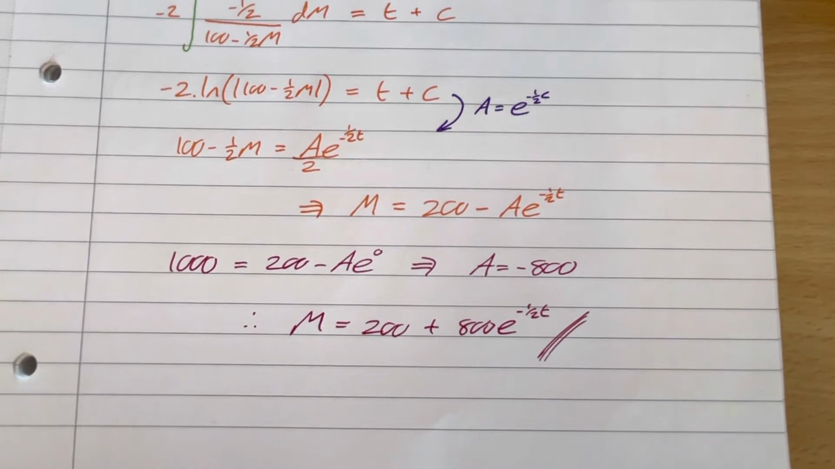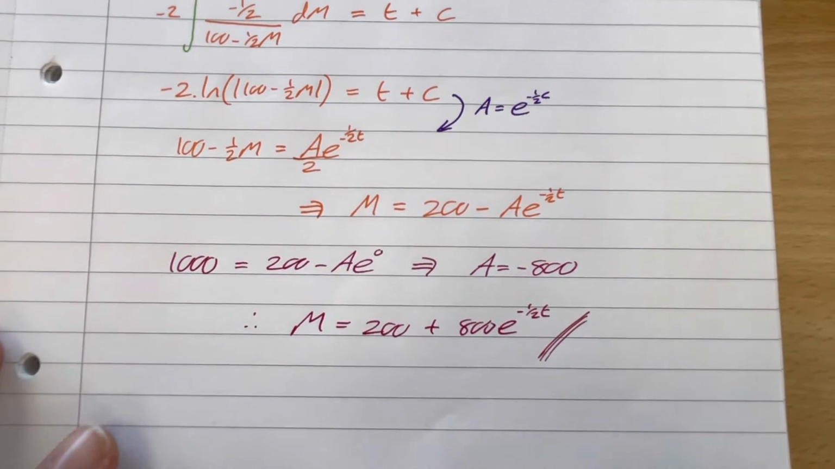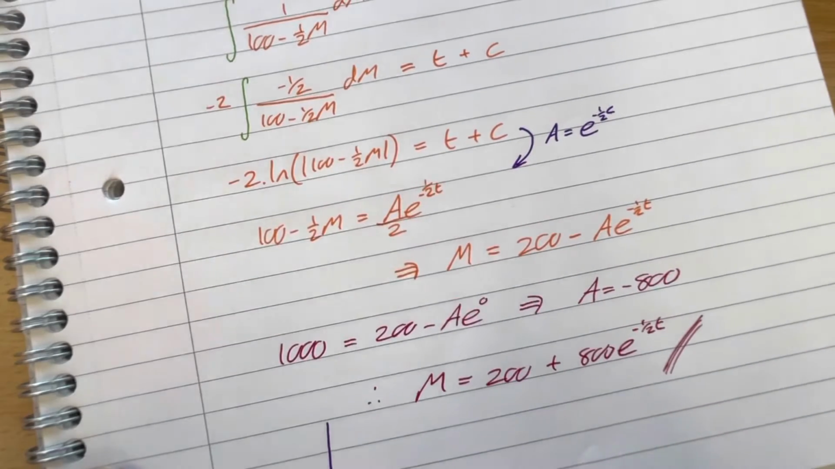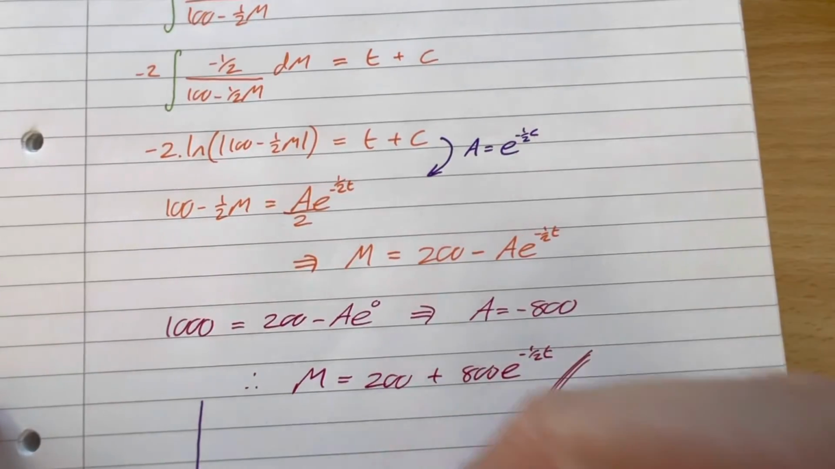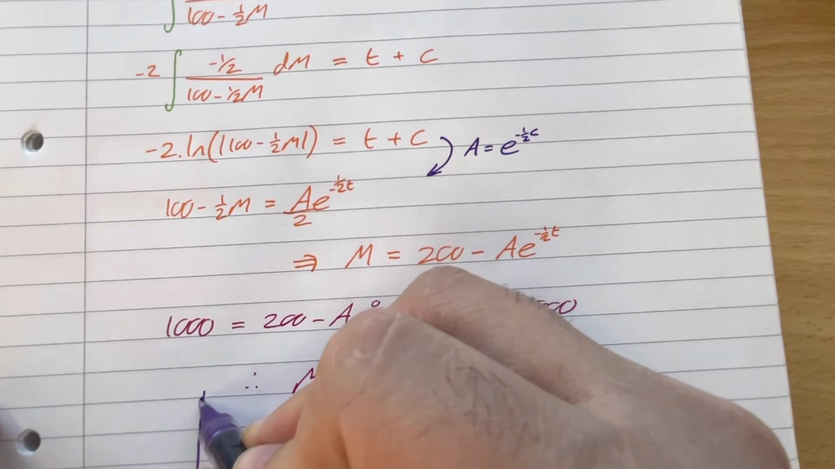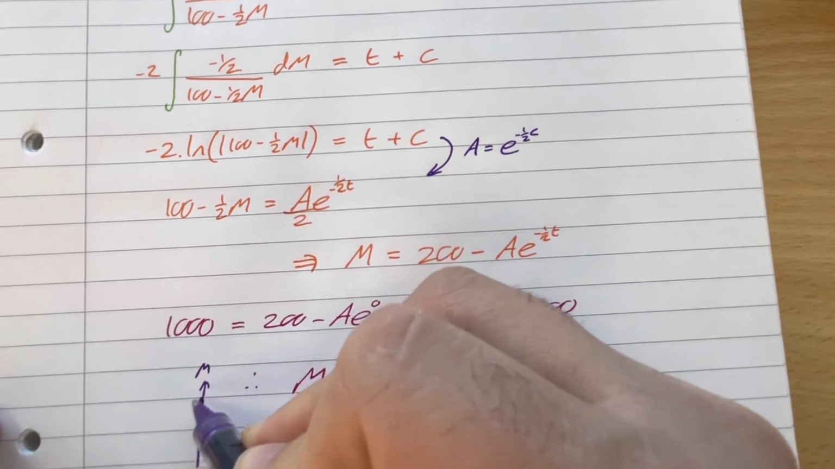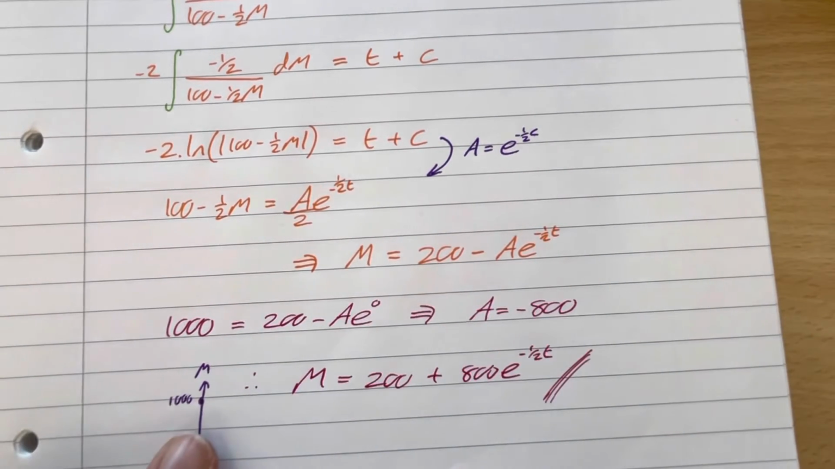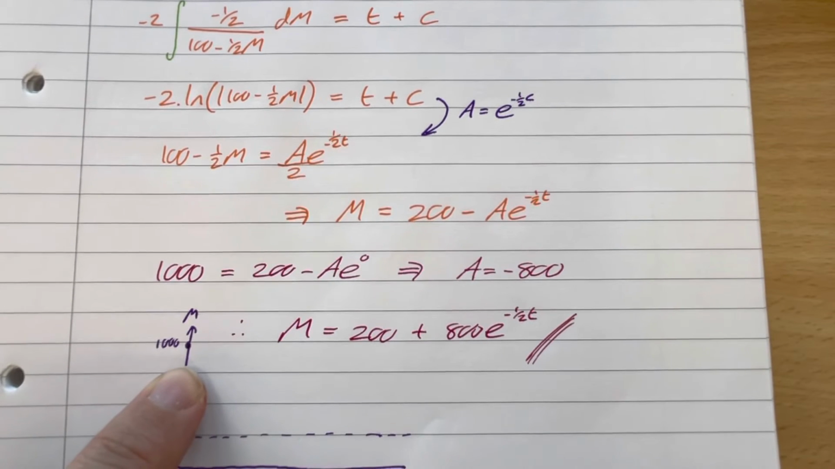Now, occasionally you'll be asked to sketch the curve, so it's good to have an idea of what this curve looks like. You are allowed a graphical calculator, but not everyone will have one of those. Now, we know that when t is 0, m is 1,000. That was the condition. So it's going to cross up there at 1,000.